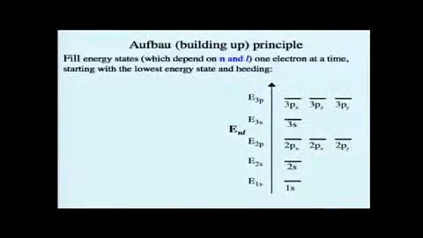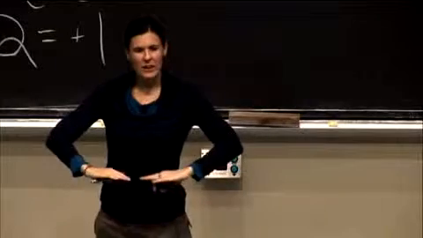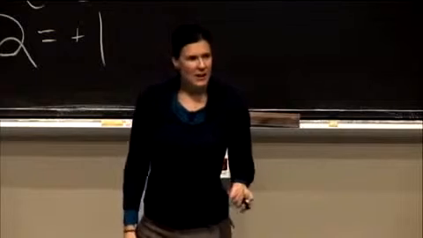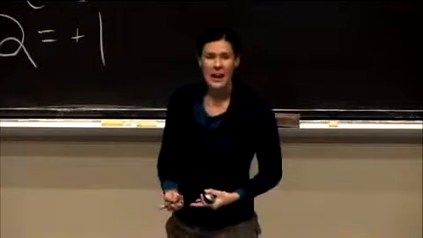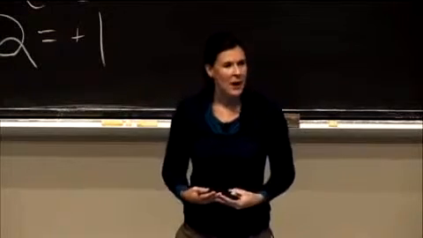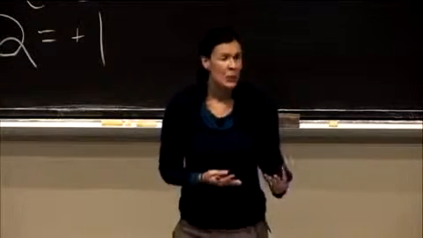You probably have seen it quite a bit in high school, and this is the idea that we're filling up our energy states, again, which depend on both n and l, one electron at a time, starting with that lowest energy and then working our way up into higher and higher orbitals. And when we follow the Aufbau principle, we have to follow two other rules. One is the Pauli exclusion principle. We discussed this on Wednesday.